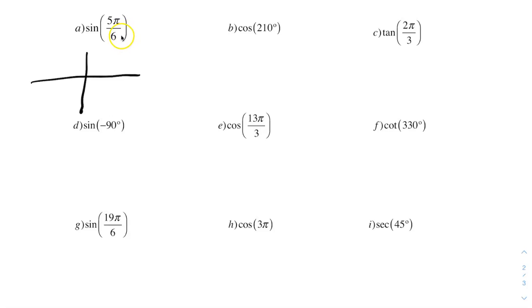Now you have to decide is it positive or negative. So you draw a little picture in your head. Here's π, so 6 over 6. Where's 5 over 6 at? A little bit short. We haven't got to 6 over 6 yet, so it's right here. It's in quadrant 2, and it's going up, so it's positive. You can also do All Students Take Calculus, so you're in quadrant 2, so it's positive. So it's a positive 1/2.